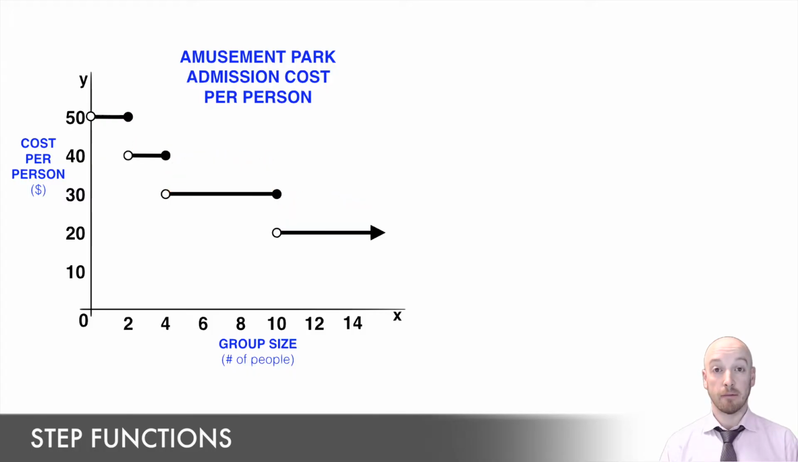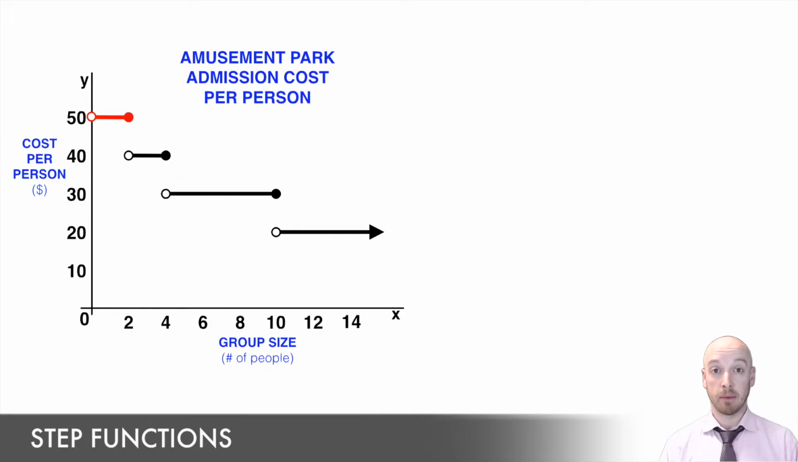So now let's look at that first step here, the step that represents the cost per person for a group that ranges from 0 to 2 people. Of course, this step starts with an empty circle at 0 people. If you've got 0 people going to an amusement park, you can't have a cost of admission for nobody. So remember what the empty circle means. It means that we do not include that value in our function. So at 0, we don't have a value for y. There is no cost for no people.